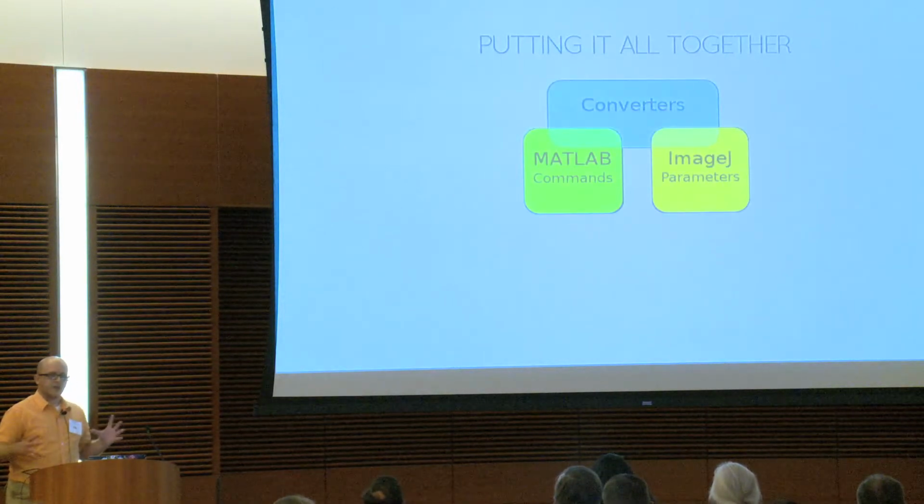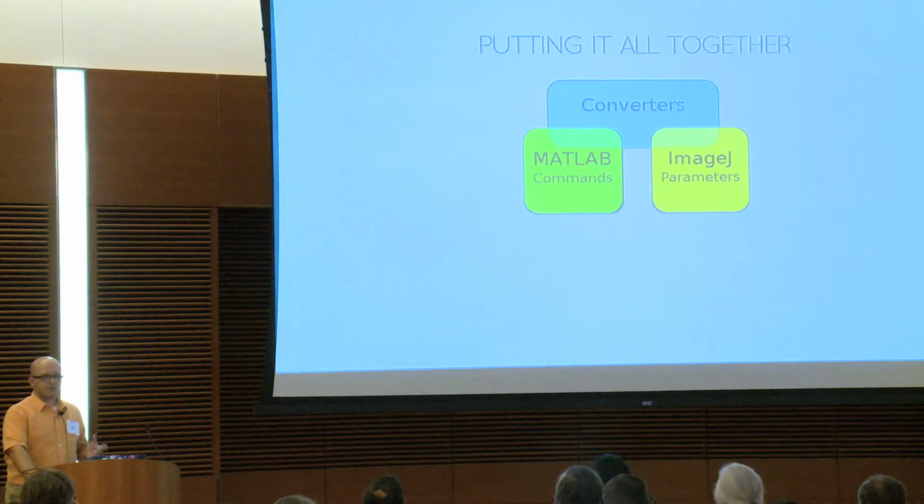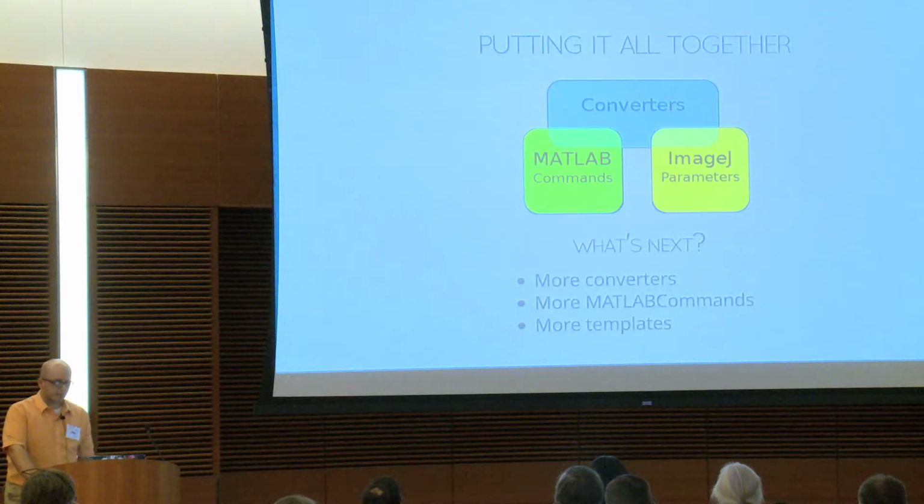Just to summarize what everything looks like together: at the lowest level, the foundation that we're providing are the converters between matrices and data sets. They are exposed in MATLAB through MATLAB commands, which are also plugins, and they're exposed in ImageJ through @parameters, which are picking them up automatically. And all these are plugins, so anyone can add them for your own data types, for example.